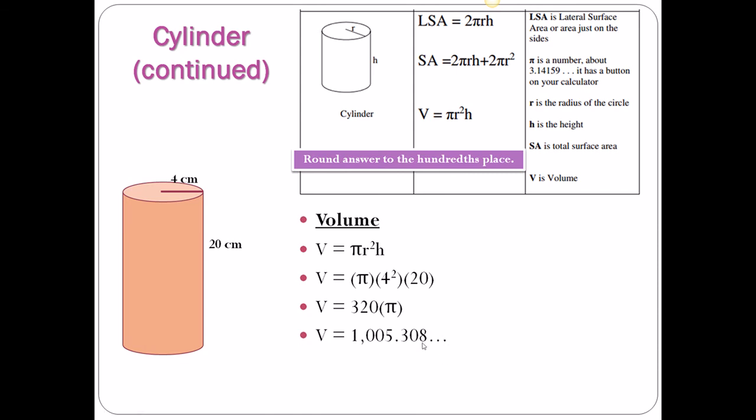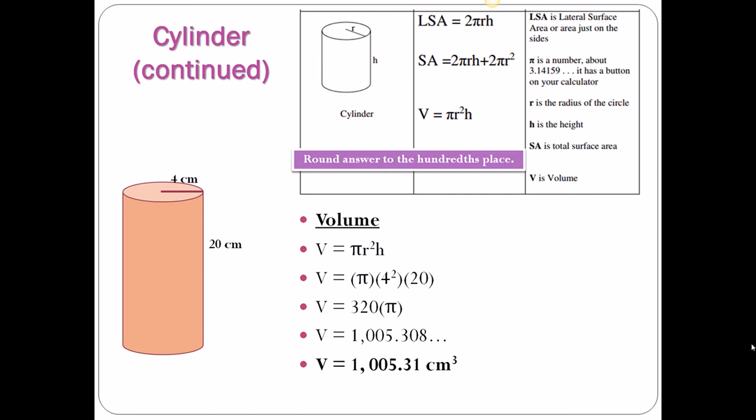Oh, look what's in my thousandths place this time, an 8. And the 8's going to tell the 0 to go up. So the volume of the cylinder is 1005.31 centimeters cubed. Yes, because we did radius times height. That would be centimeters times centimeters times centimeters. That's 3 sets of centimeters, which is why it's cubed. You're doing it. Okay, one step at a time.